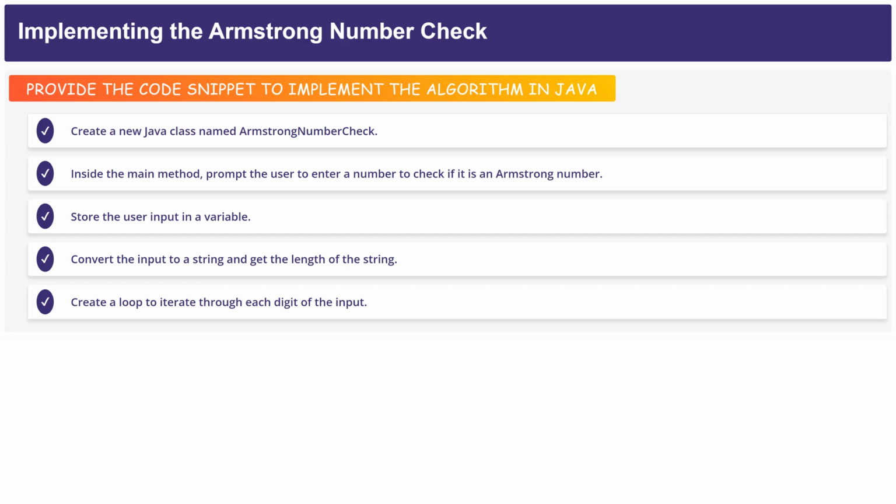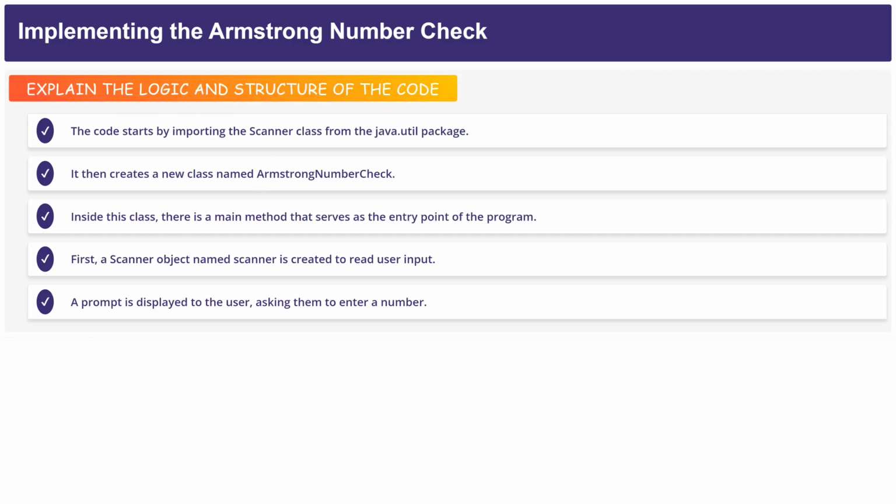Next, convert the input to a string and get the length of the string. This will give you the number of digits in the input. Finally, create a loop to iterate through each digit of the input and perform the necessary calculations. The logic and structure of the provided code snippet can be explained as follows.